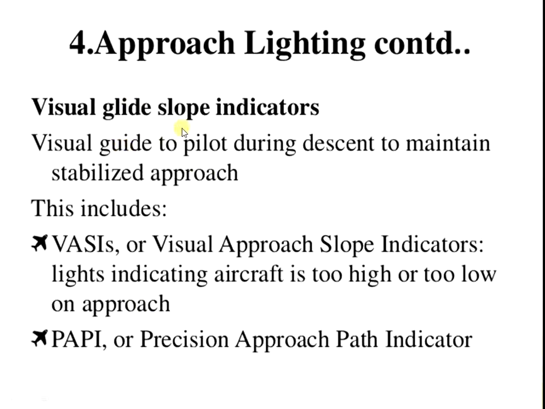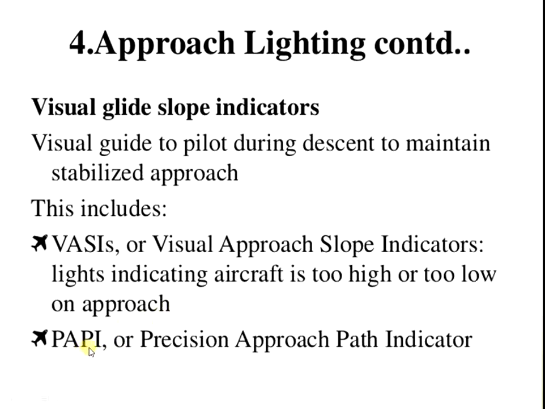Next, the visual glide slope indicators. They visually guide the pilot during the descent to maintain a stabilized approach. The visual glide slope indicator is very helpful to the pilot at the time of stabilizing the approach, to get the perfect location on the approach to the runway. This includes the VASI, or visual approach slope indicator, whose lights indicate whether the aircraft is too high or too low on approach.